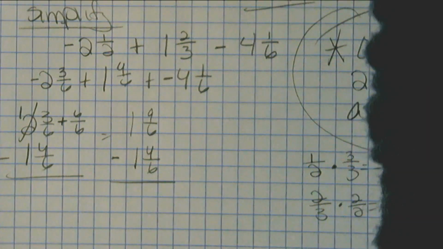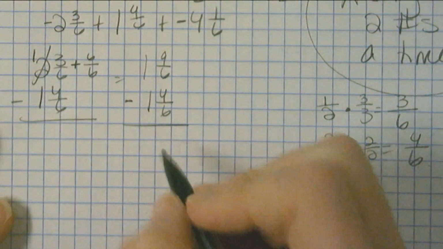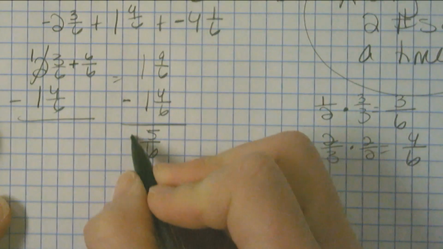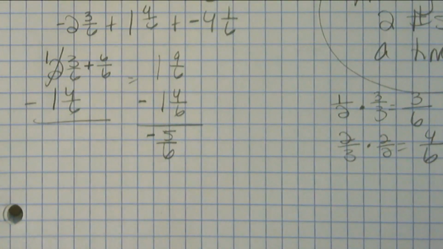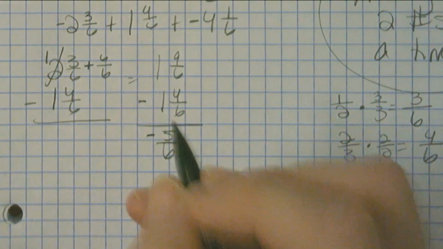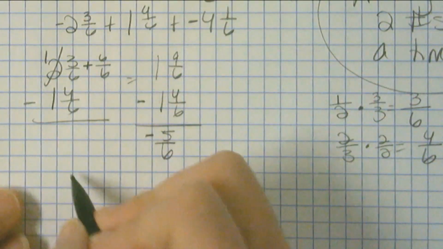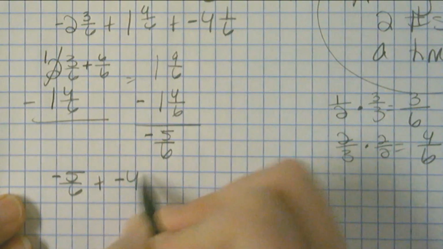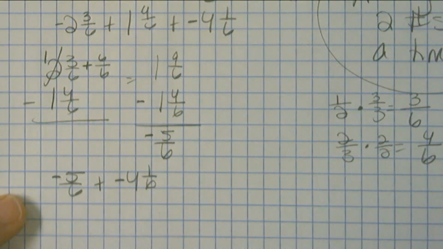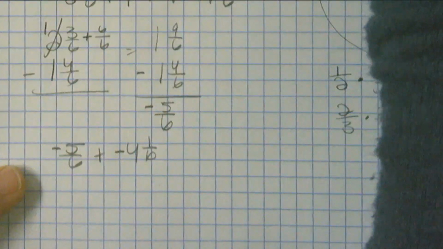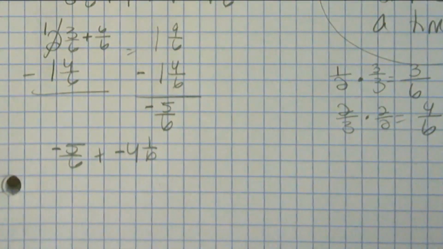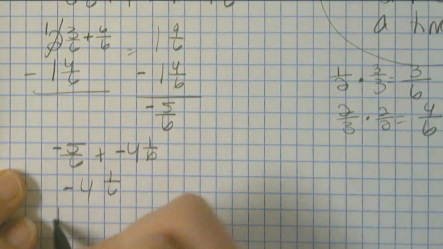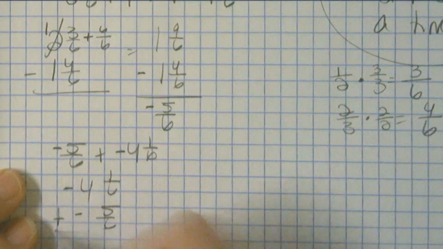Awesome. What do you get when you simplify that? So I just get 5/6. Is that positive or negative? So it's a negative 5/6. Questions so far? So now what we end up having, and I'm just going to rewrite this, I have negative 5/6 plus a negative 4 and 1/6. So now I'm going to go ahead and line that up vertically. So they're both negative, right?